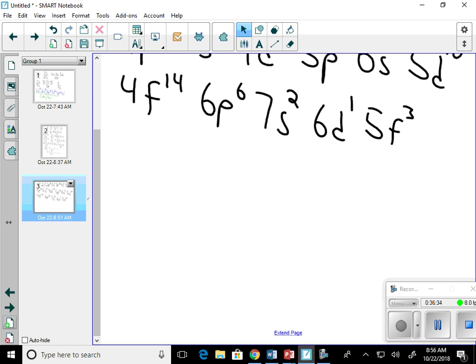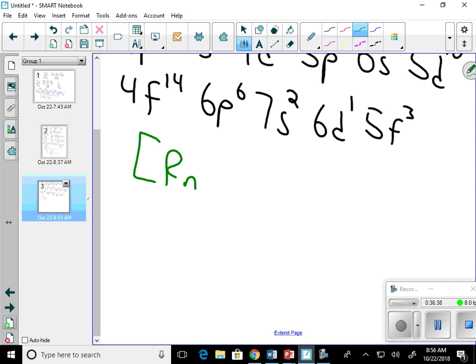So, in brackets, we write down Rn. And all we've done is written everything up to this right here. That's the nice thing about shorthand notation, especially for larger elements. All I have to do is finish off the rest. 7s2, 6d1, 5f3.